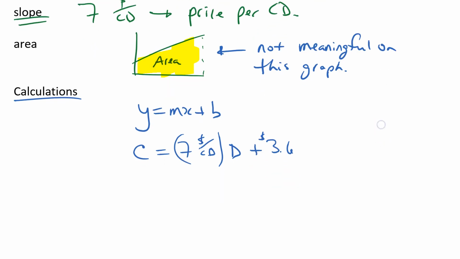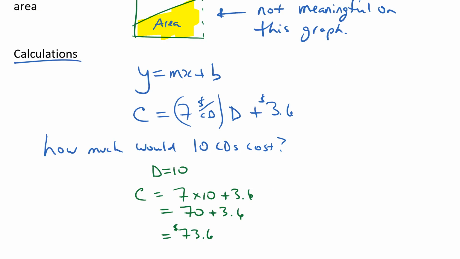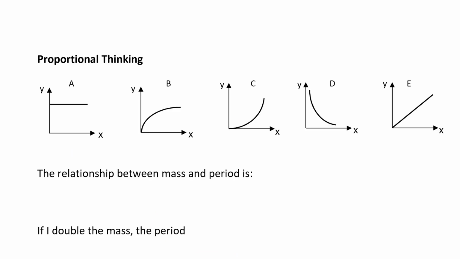So now I could do calculations. That could be, how much would 10 CDs cost? I could solve that kind of question. And so I would say that 10 CDs means that D is going to be equal to 10. Plug in my numbers, and I get my answer. I could also say if I had $100 to spend, what's the most number of CDs I could buy, and so on. We also spent some time on proportional thinking.